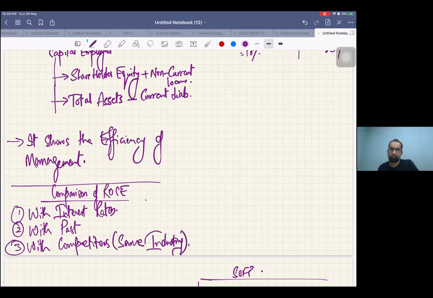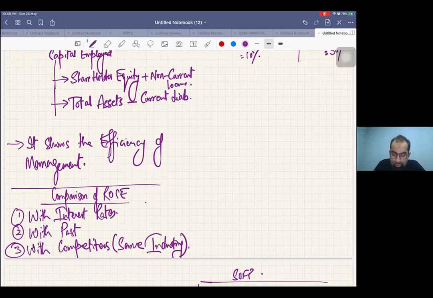Number one. Now listen, comparison of return on capital employed. Number one, we compare return on capital employed with interest rate. This is very important. Look at here.